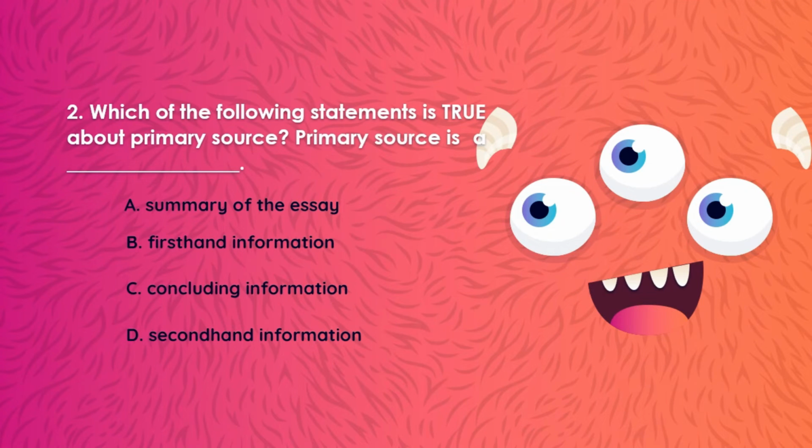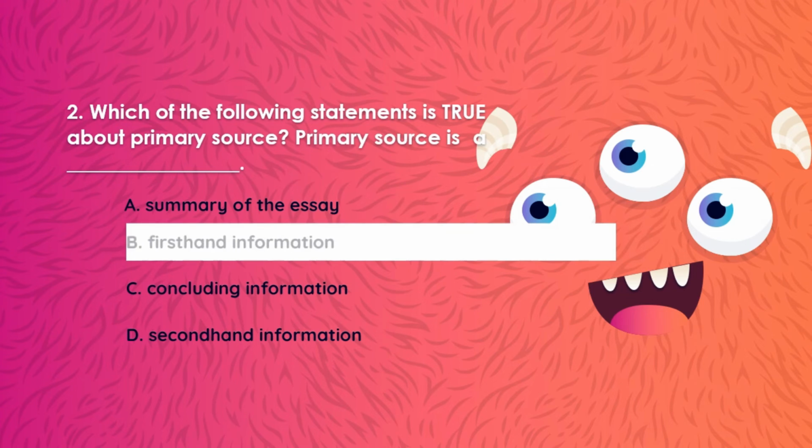Number 2. Which of the following statements is true about primary source? Primary source is a blank. A. Summary of the essay. B. First-hand information. C. Concluding information. D. Second-hand information. And the correct answer is B.